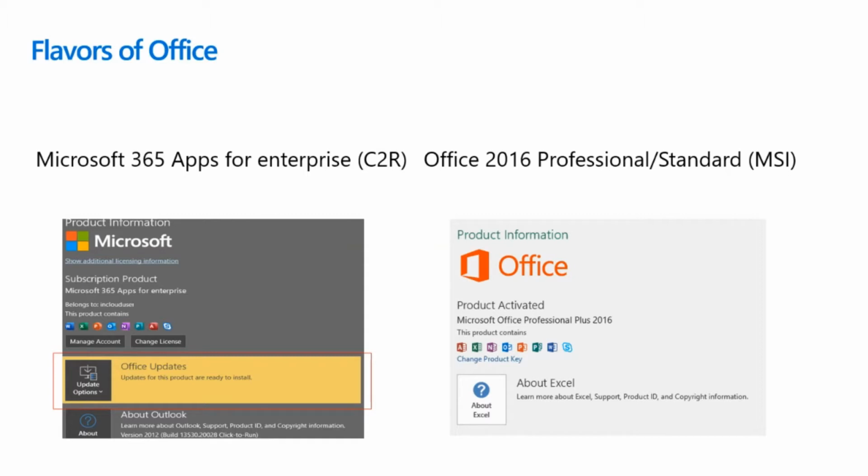To start with the agenda today, let us see two Office installation technologies. MSI and C2R are the two common installation technologies used to install Office. You can also get Office installed from the Microsoft Store, the other way to install Office.